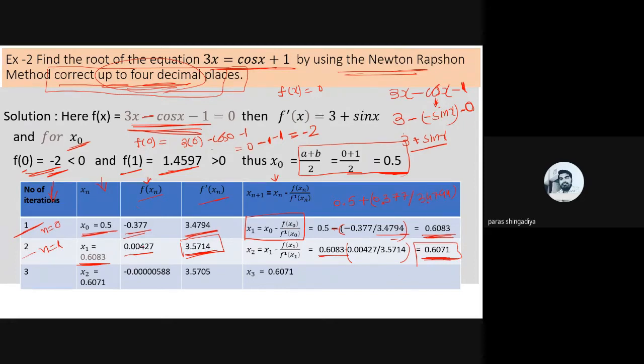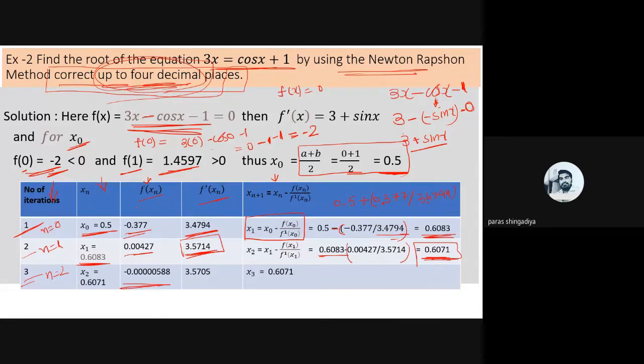Now we need the answer correct up to 4 decimal places. What is our requirement? The answer should be correct up to 4 decimal places. If we compare x1 and x2, in x1 we have 6083 and in x2 we have 6071, so it is correct up to 2 decimal places only, not up to 4. So we will do more iterations to find the answer. Let us consider the third iteration, for n equal to 2, so xn will become x2.